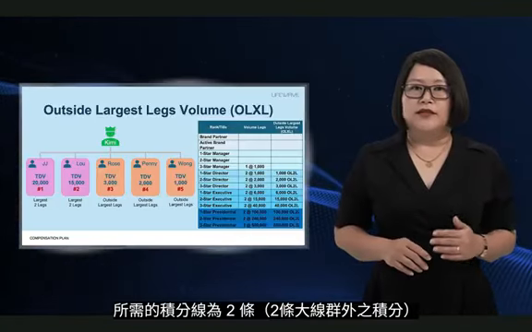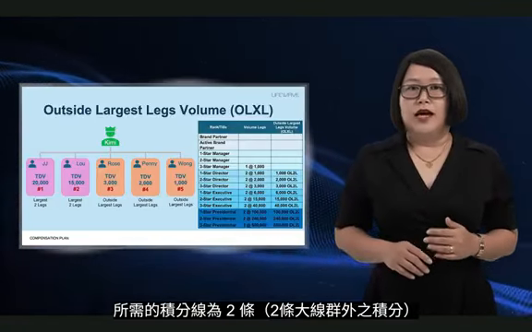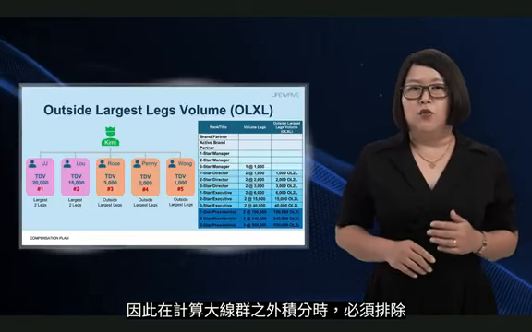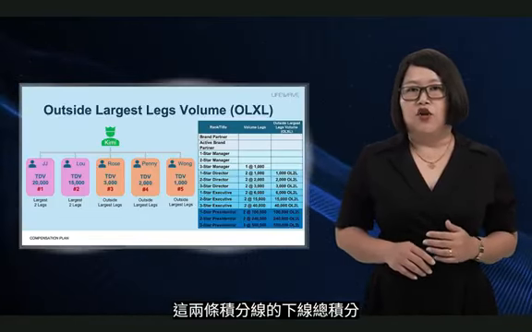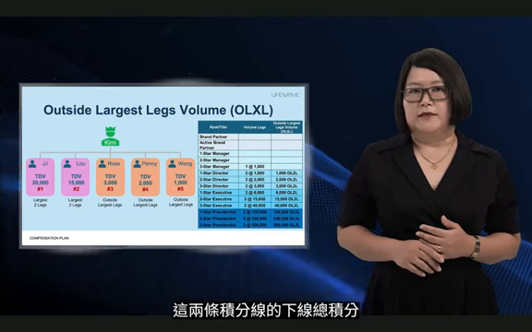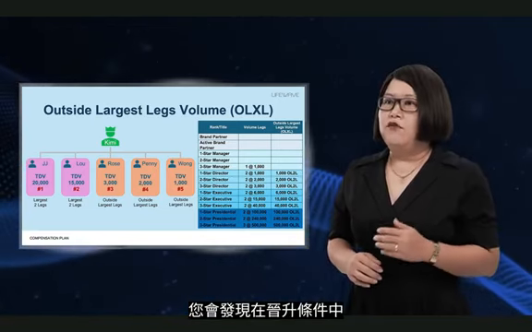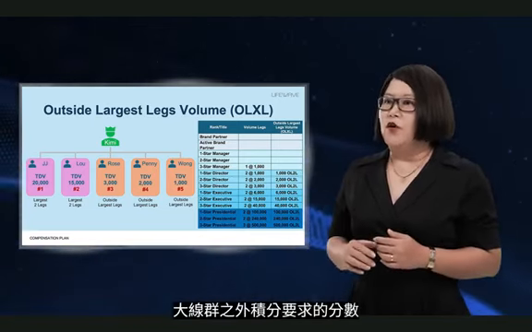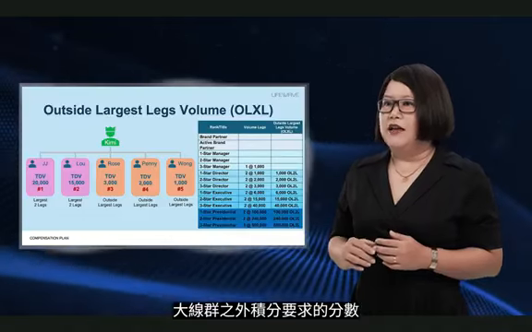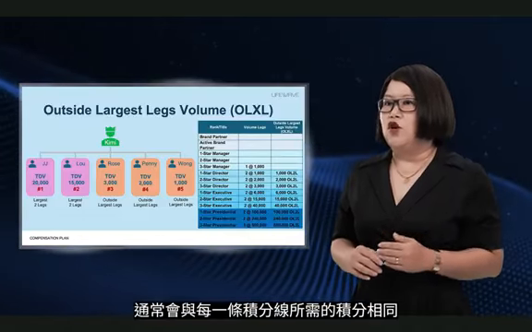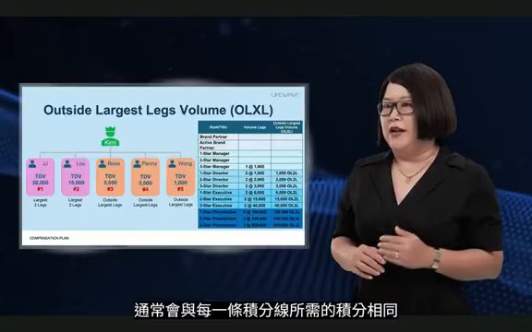For most ranks, the required volume legs are 2. The outside largest legs volume would exclude the total downline volume of those 2 volume legs. You will notice, for rank requirements, the amount of volume required in outside largest leg volume matches the amount of volume required from each volume leg.